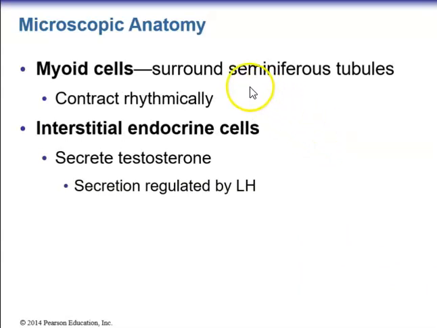Myoid cells surround these seminiferous tubules and help contract rhythmically. There are also interstitial endocrine cells that secrete testosterone, and the secretion is regulated by an important hormone, which is the luteinizing hormone. Luteinizing hormone is one of the hormones secreted by the anterior pituitary gland. So interstitial cells secrete testosterone.